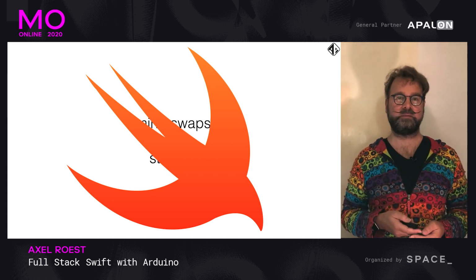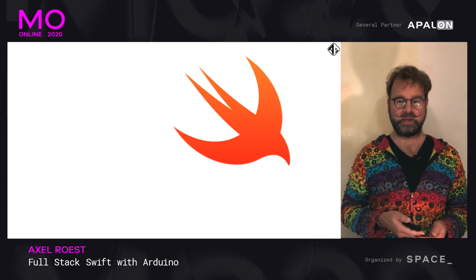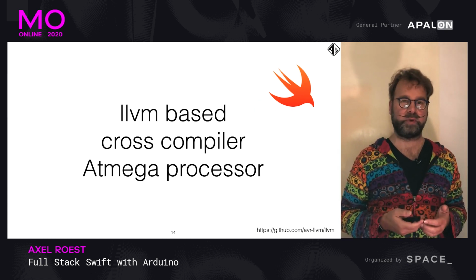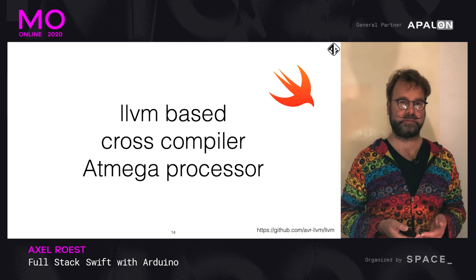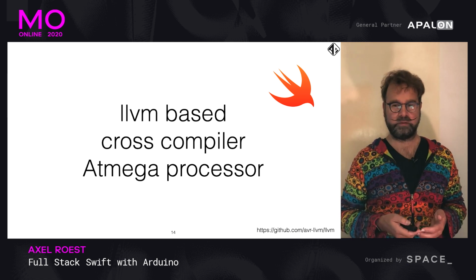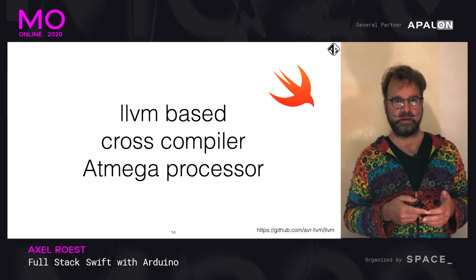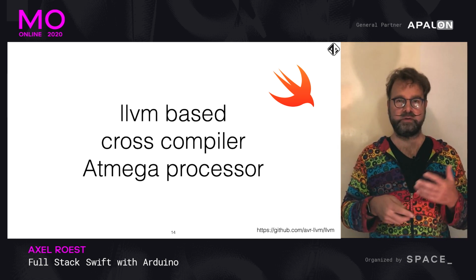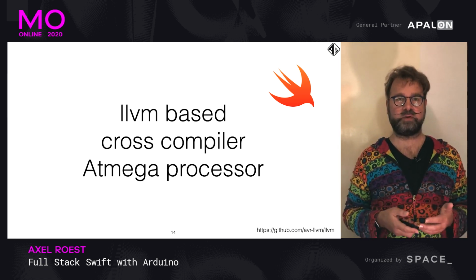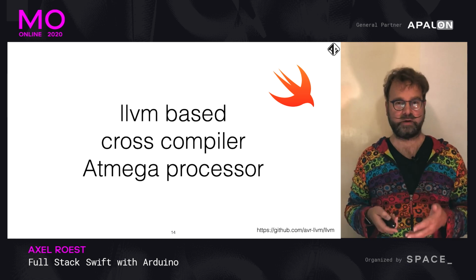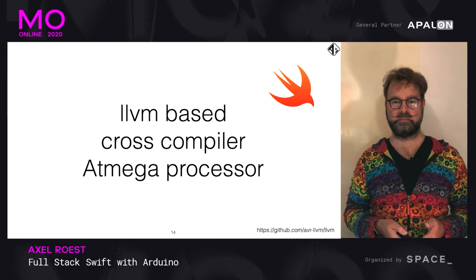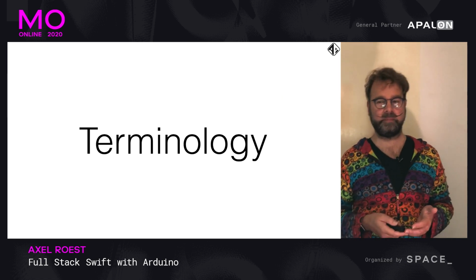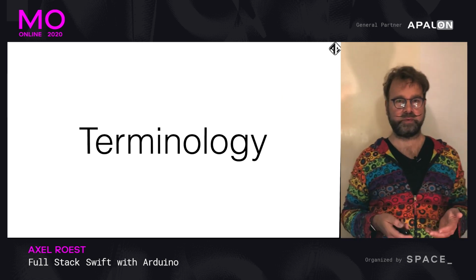A couple of years ago, Dylan McKay created an LLVM-based cross-compiler for the Atmel processor. So what does it mean? It means you can create Swift code, run it through LLVM, the low-level virtual machine, and create code for this little device. So before I continue, let's talk a little bit about terminology, because I'm talking about Arduinos.